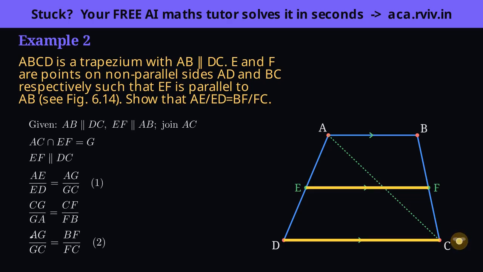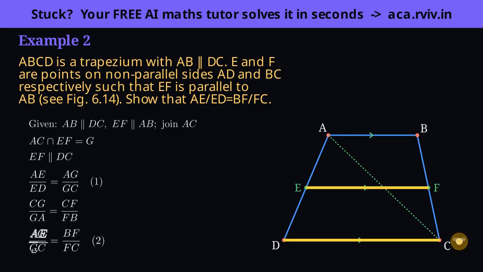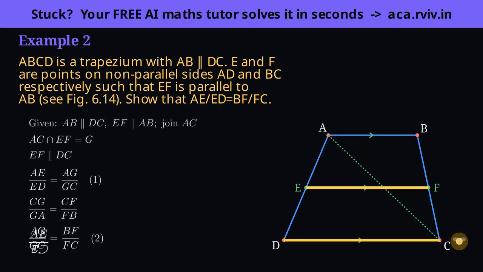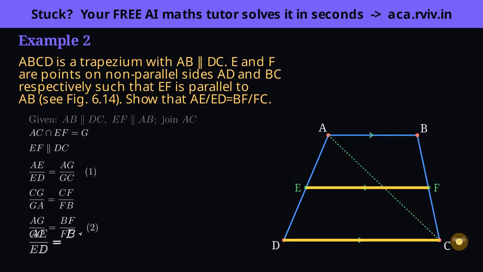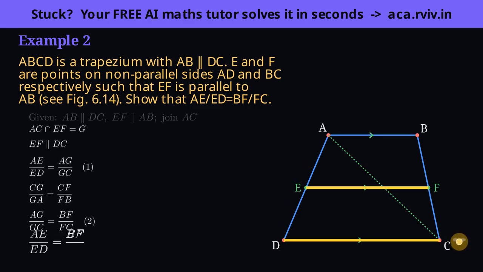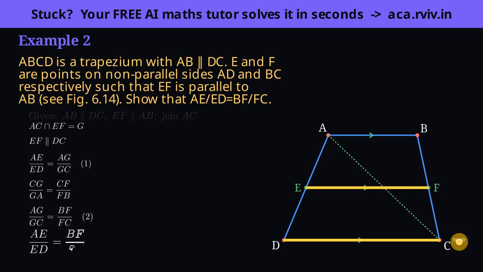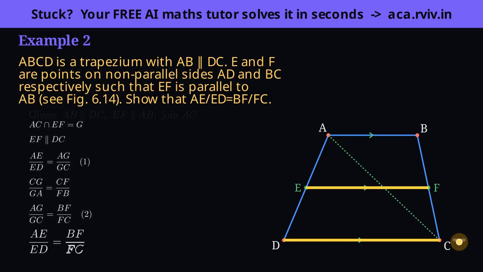Now the diagonal pays off. Equation 1 and equation 2 both equal the same middle quantity, AG over GC. If two things each equal a common third thing, they equal each other, so AE over ED must equal BF over FC. That's exactly what we set out to show, and it's proved.